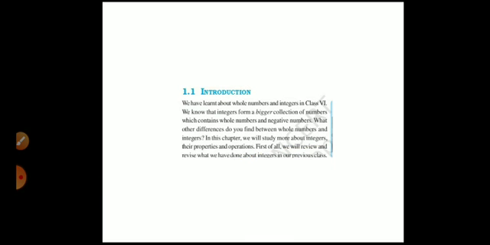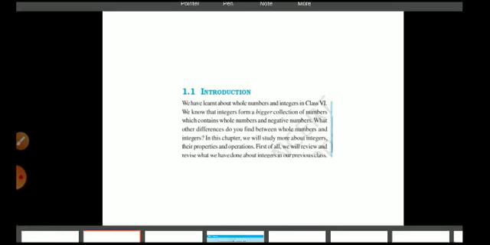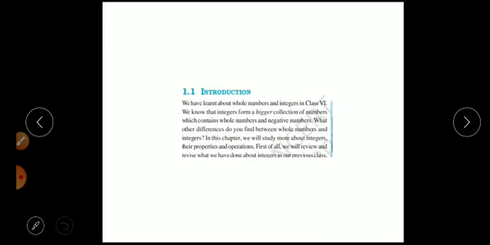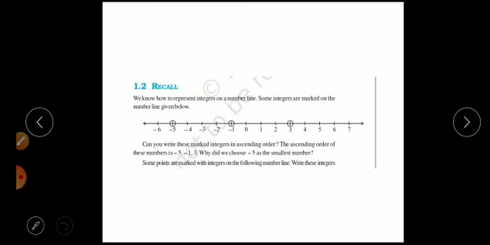Now, an integer is a combination of whole numbers and negative numbers. Okay. So, what do you mean by integer? An integer is a whole number and negative number. The combination of whole numbers and negative numbers are called integers. Okay, so this is your number line.